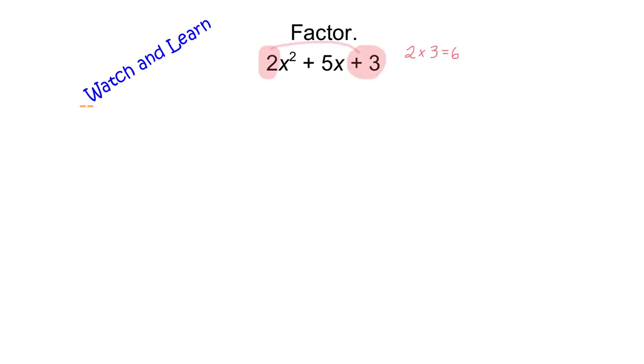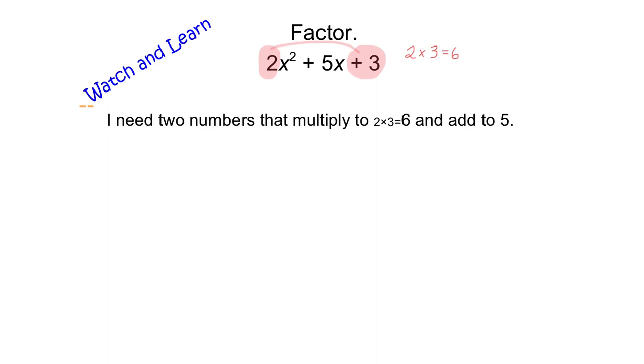So the first thing I'm going to do is multiply my first and my last terms together. The coefficient on x squared multiplied by the constant at the end. 2 times 3, that's 6. But remember I said I'm going to decompose the middle term. I'm going to split it into 2 terms. That means I need 2 numbers that add to 5. So here's what I need to do. I need to find 2 numbers that add to 5, but also multiply to 6.